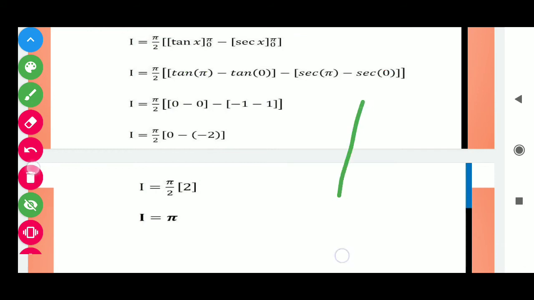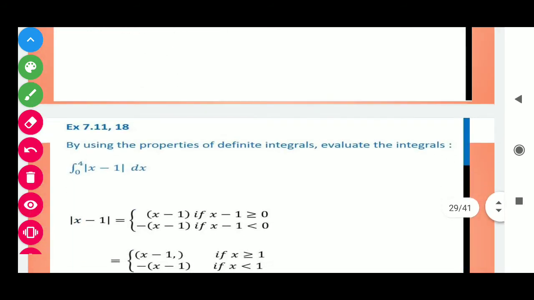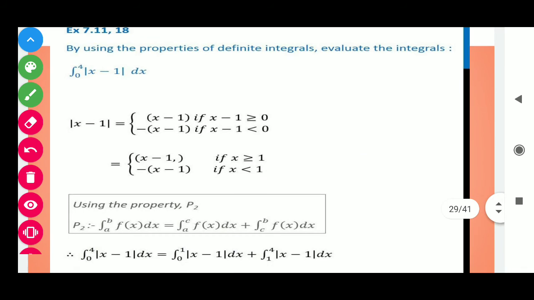So students, let's have the next question. The next question is important. By using the properties of definite integrals, evaluate the integral. Here the integrand is modulus of x minus 1 and the limits are 0 to 4.